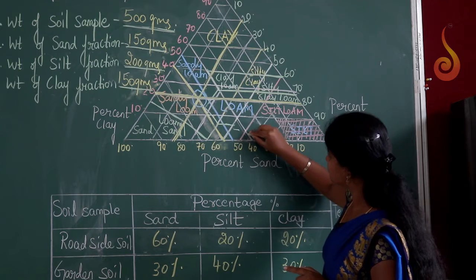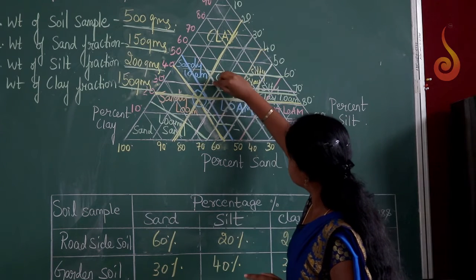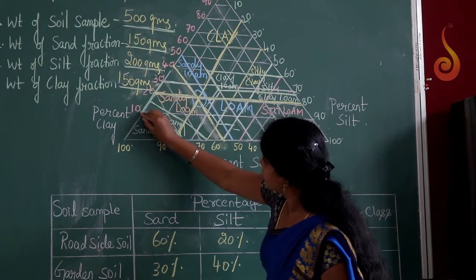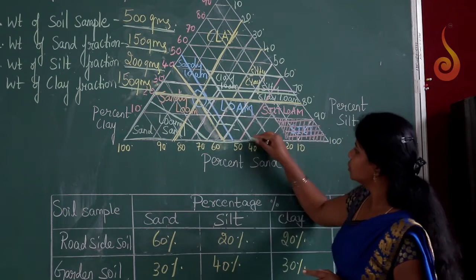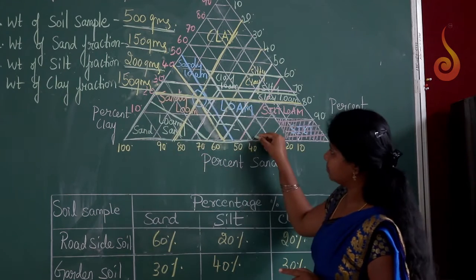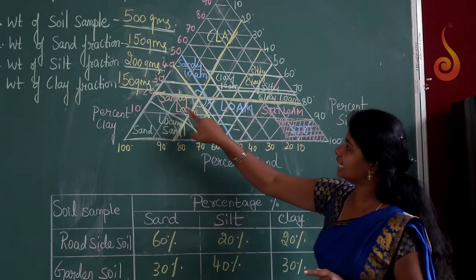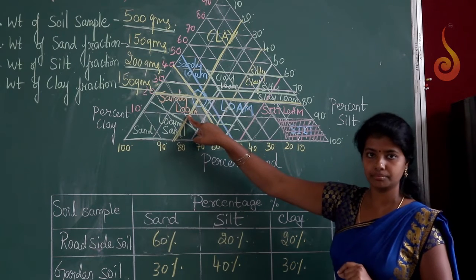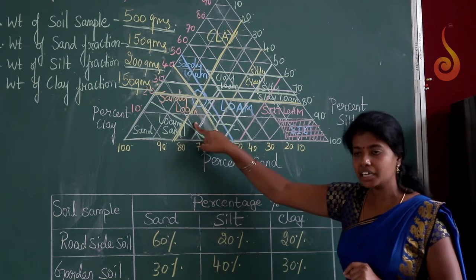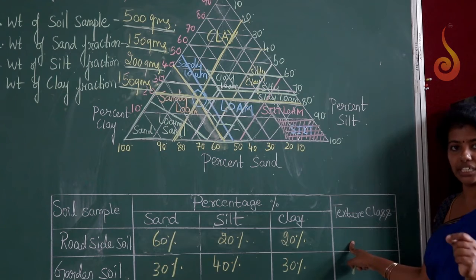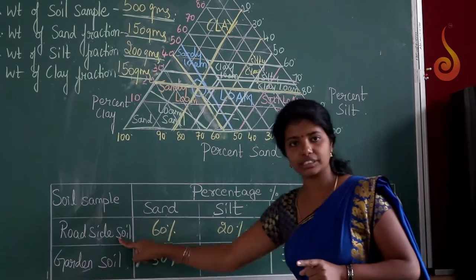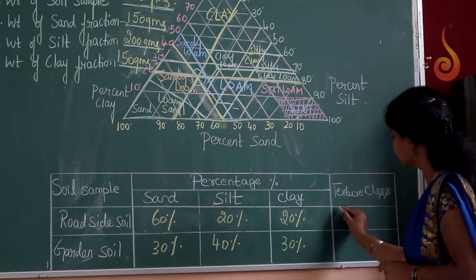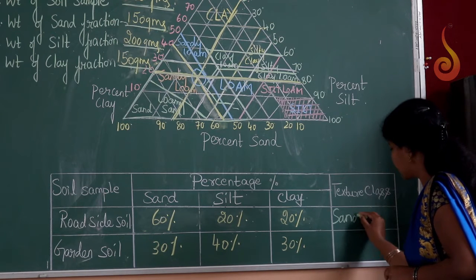That is, I am going to take this, here and here. So this area completely represents sandy loam soil. So the type of soil which we determined for sample 1, that is roadside soil, is a sandy loam soil.